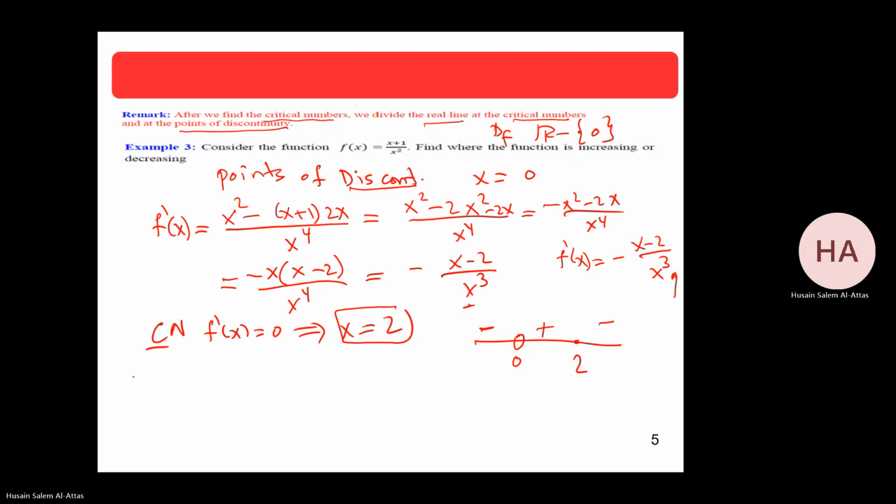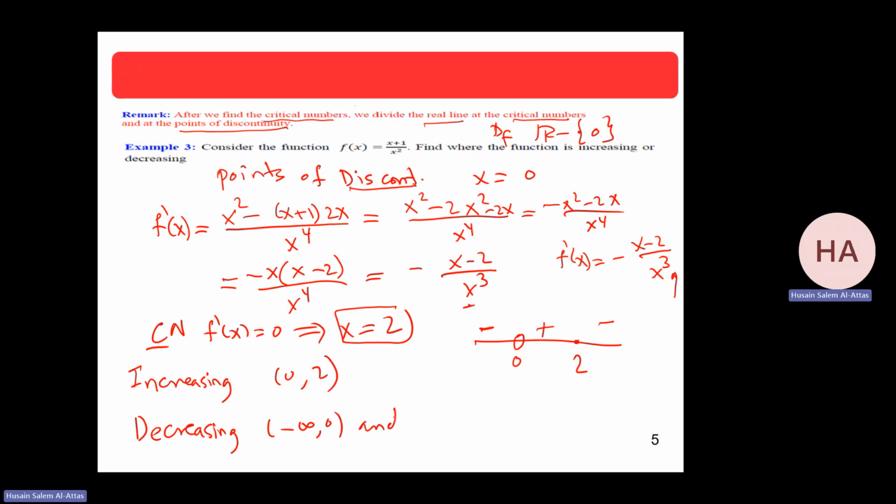So I have increasing from 0 to 2 and decreasing from minus infinity to 0 and 2 to infinity. Yes.